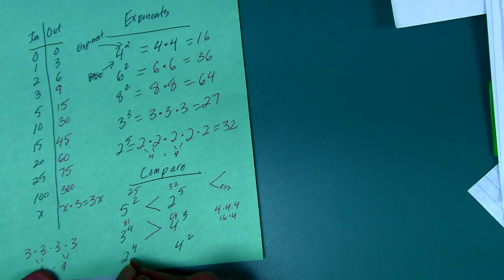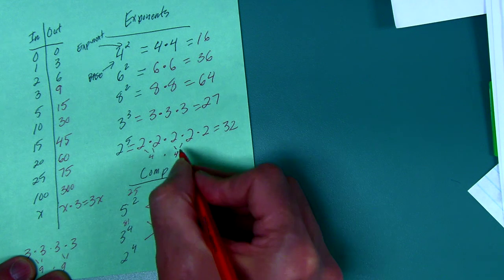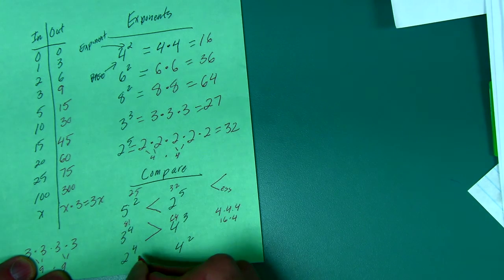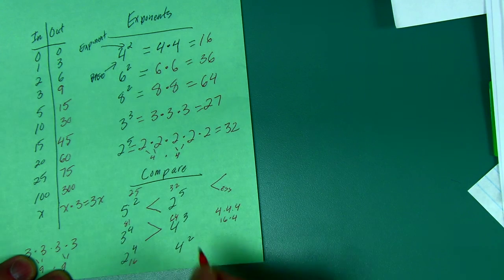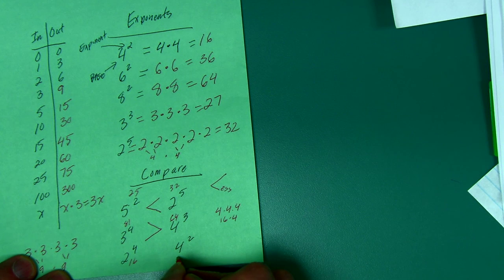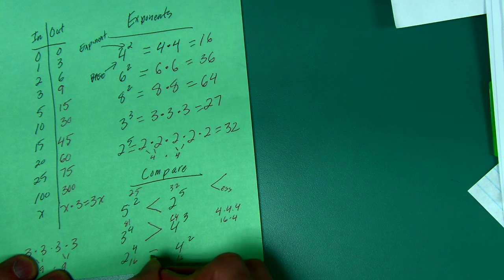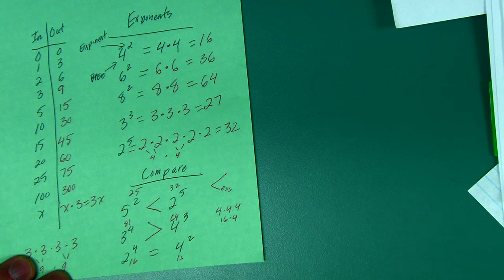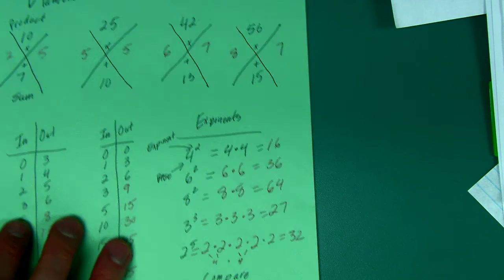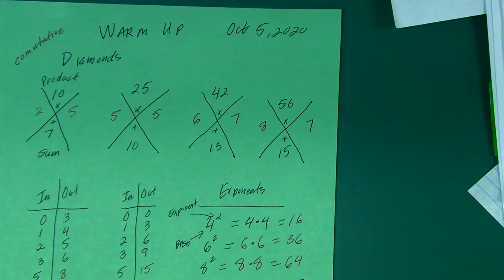2 to the 4th power, 2 times 2 times 2 times 2, right? 2 times 2 is 4, and 2 times 2 is 4, and 4 times 4 is 16. And 4 to the 2nd power is 4 times 4 is 16. So 2 to the 4th is the same as 4 to the 2nd. Ooh, isn't that cool? All right, that's your warm-up. Good job. We're going to start doing this in your math folder almost daily. Okay? That way I will teach you more, you will learn more, and we will have more fun.